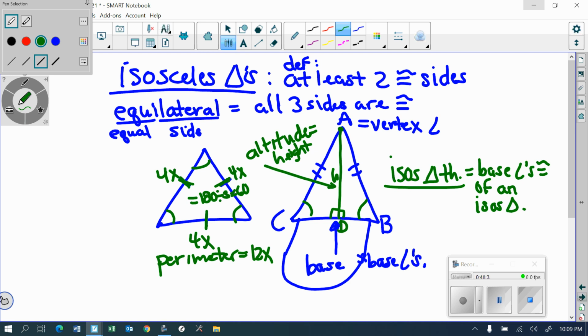Okay, now back over here, this altitude, and we'll call this point D, from A to D, that's the altitude, because it goes from the vertex perpendicular to the opposite side. That's called the altitude or the height. That altitude is called a perpendicular, and it's also a bisector. So it bisects the base. So I put a hash mark on each side there.